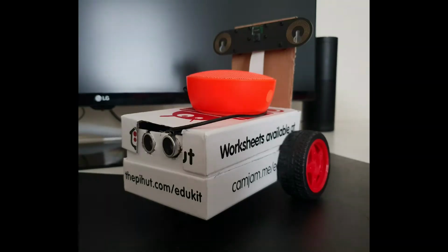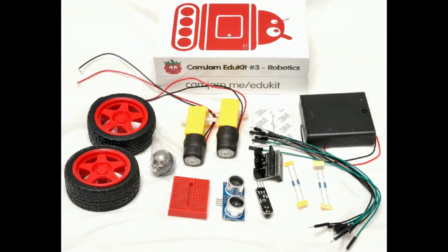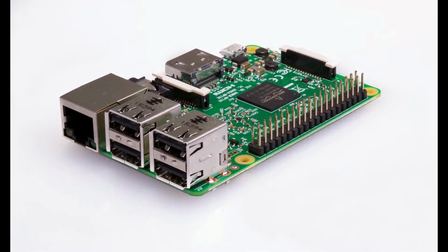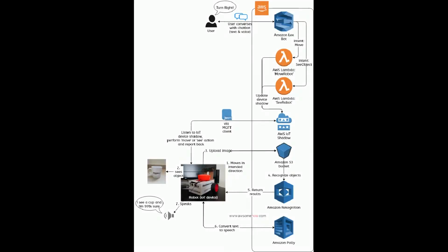In this video, I'm going to discuss how I added a chatbot interface to control a robot that I've built recently. The robot is built using the CamJam EduKit number 3 and a Raspberry Pi and some cloud services from Amazon Web Services. So you're looking at the architecture of how this additional capability works.